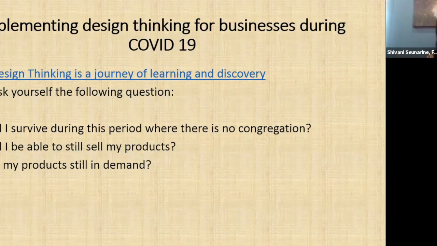So you have a business, you want to keep thinking of innovation. It is a journey, and a journey is continuous. It's a journey of learning and discovery. Am I discovering some new ideas? Am I doing something new with learning?